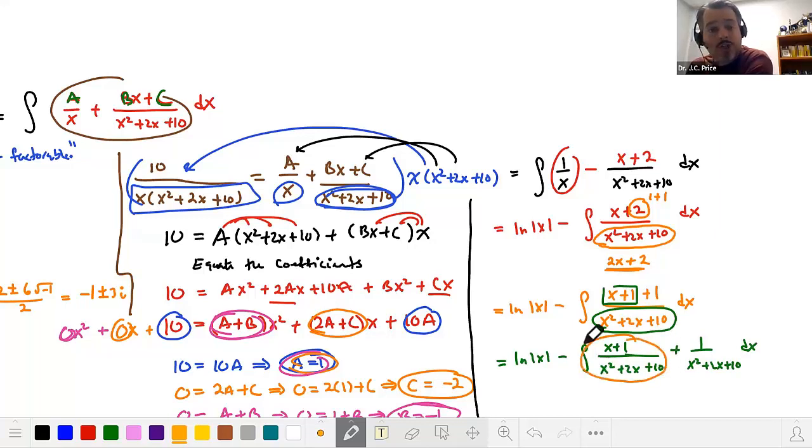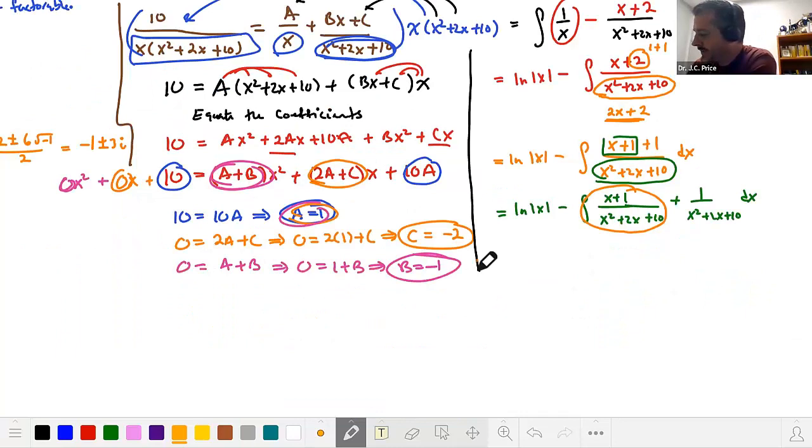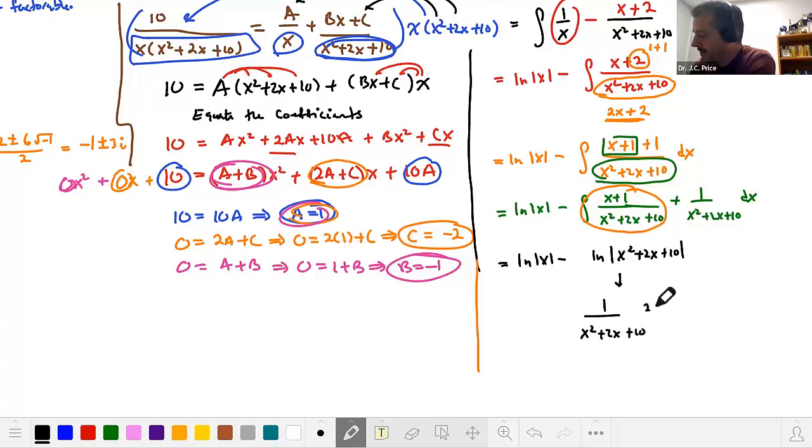You can just do a guess and check, or you could do a U substitution. It's kind of up to you. So I'm going to scoot this down just a little bit here. What do I have? This is going to be equal to ln of absolute value of x minus ln of absolute value of x squared plus 2x plus 10. And then if you take a derivative of this, what is it going to look like? It would be 1 over x squared plus 2x plus 10, and then times a 2x plus 2.